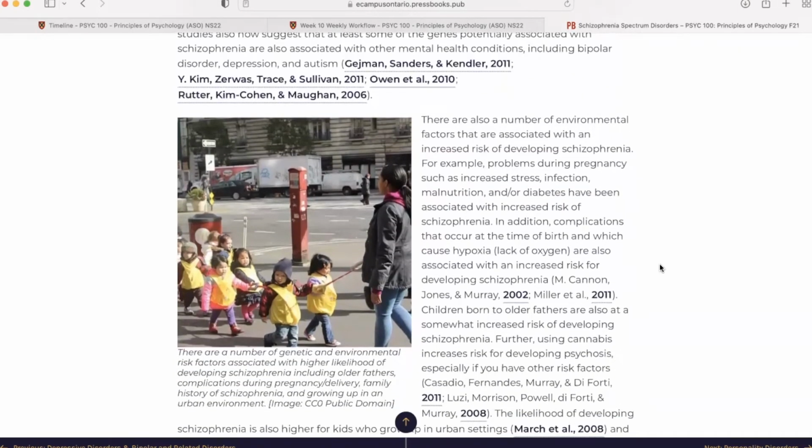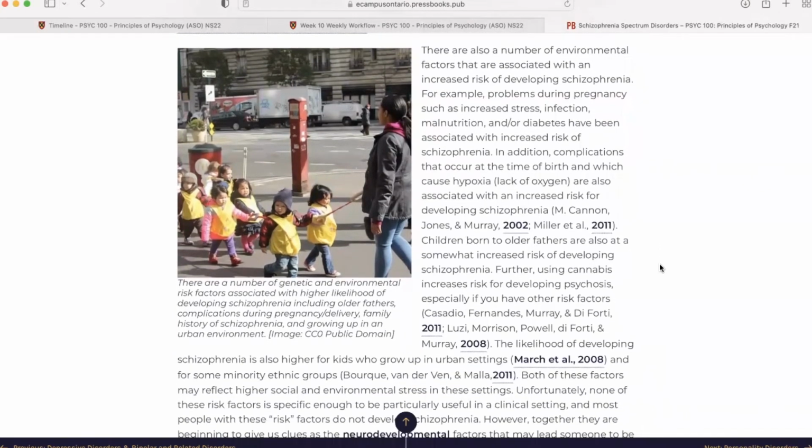There are also a number of environmental factors that are associated with increased risk of developing schizophrenia. For example, problems during pregnancy, such as increased stress, infection, malnutrition, and/or diabetes, have been associated with increased risk of schizophrenia. In addition, complications that occur at the time of birth and which cause hypoxia, lack of oxygen, are also associated with increased risk for developing schizophrenia.